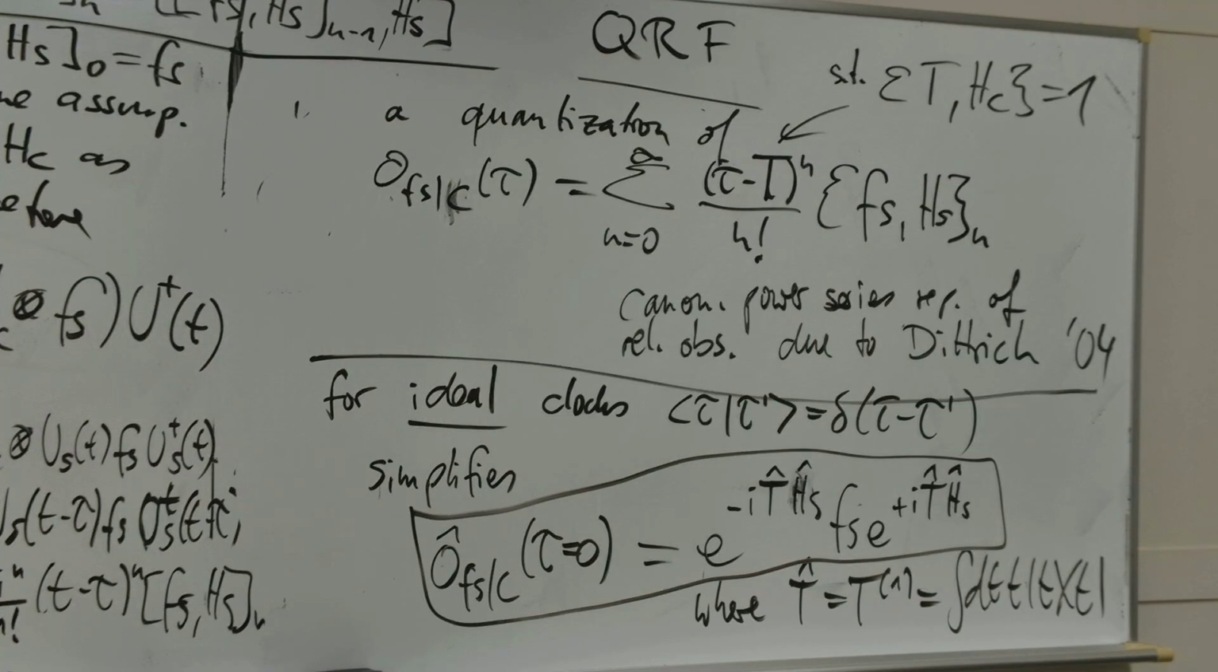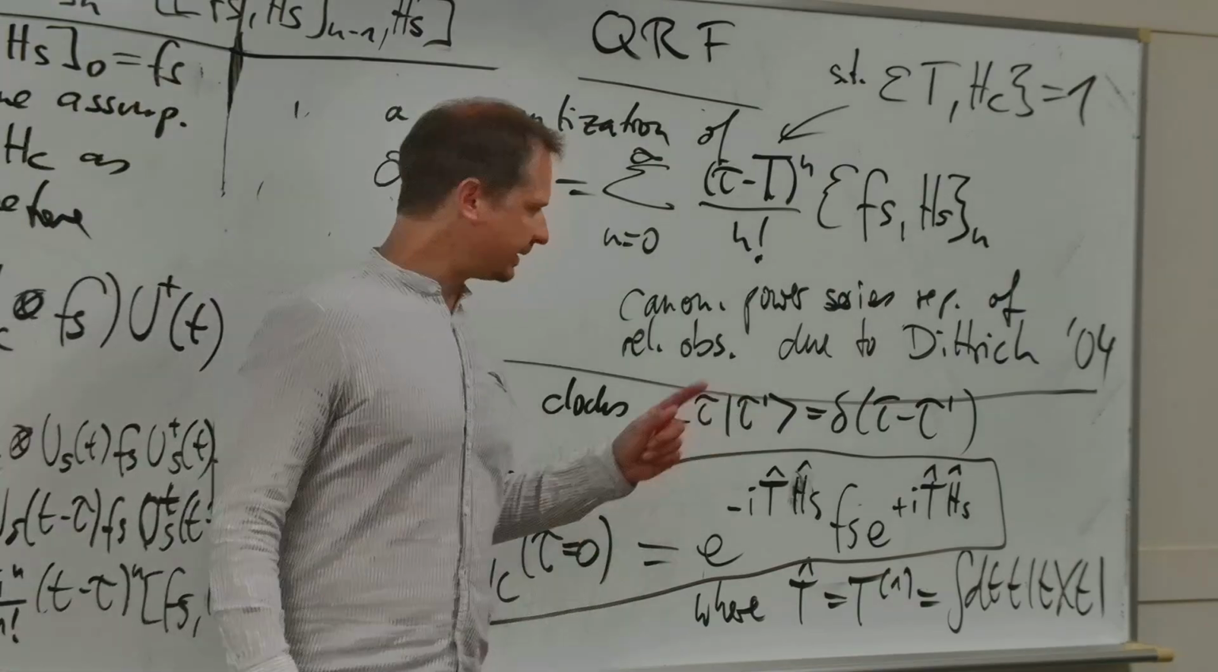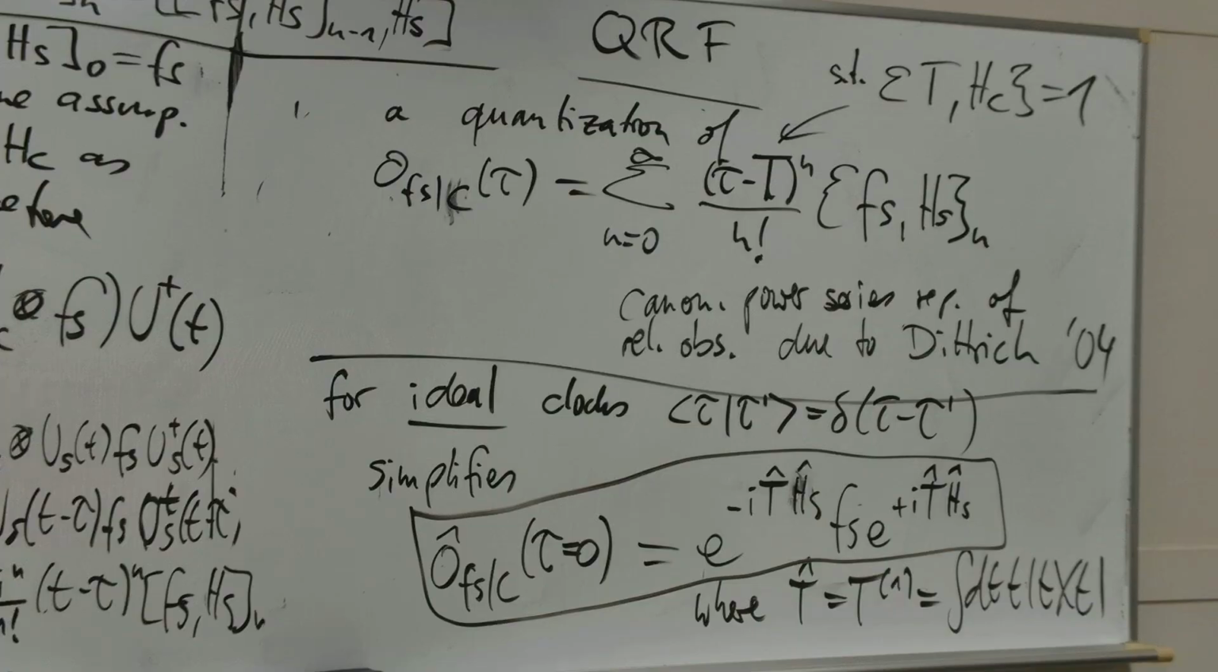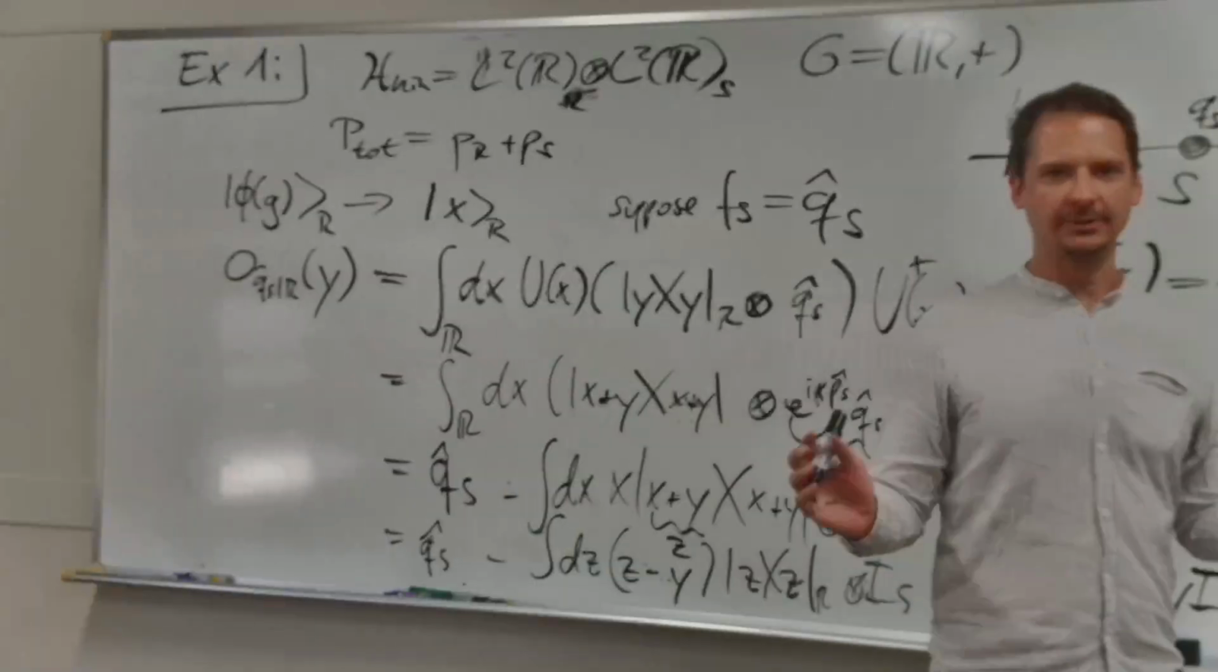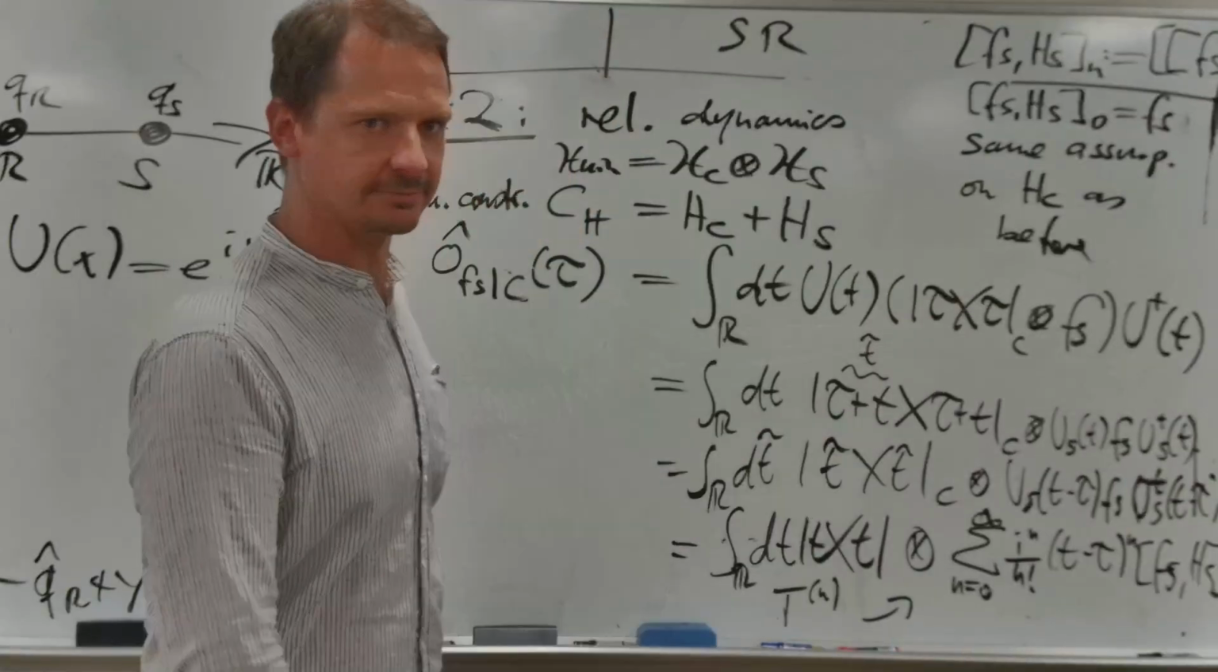So this is only true for ideal clocks, but the reason I emphasize this here is also that we will see this in the discussion of cross products. Sorry, I didn't actually say what cross products are, but it's this discussion by Witten and so on about observers and closed universes and so on. So we will see this again probably tomorrow.